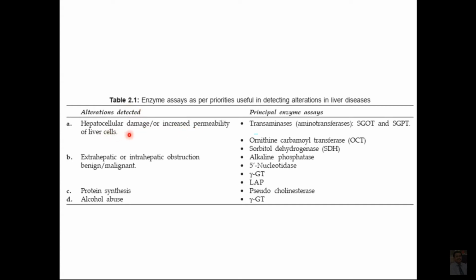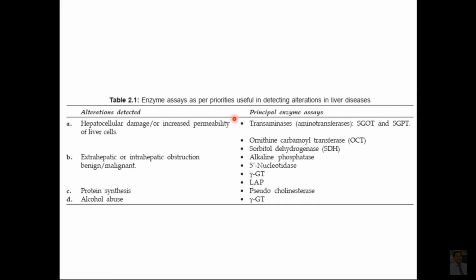Hepatocellular damage means damage of the hepatocytes, the liver cells, or increased permeability. Some parameters like viral infection may increase the permeability of the liver cells, the hepatocytes. So these can be evaluated by using the three enzyme estimation: the two different types of transaminases, SGOT, SGPT or ALT and AST. And the next one is ornithine carbamoyl transferase or ornithine transcarbamylase, both are the same, and sorbitol dehydrogenase.